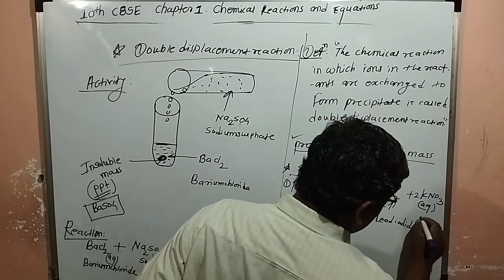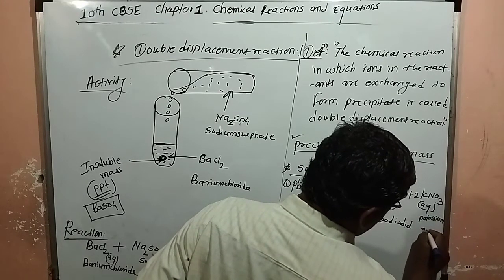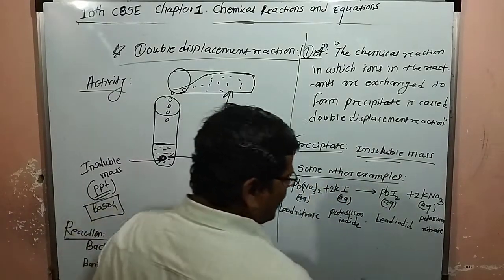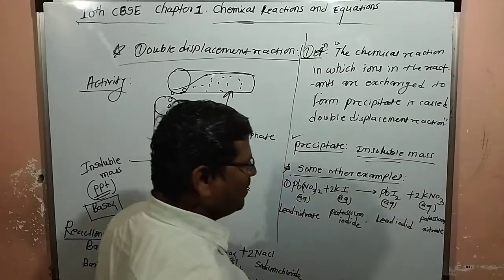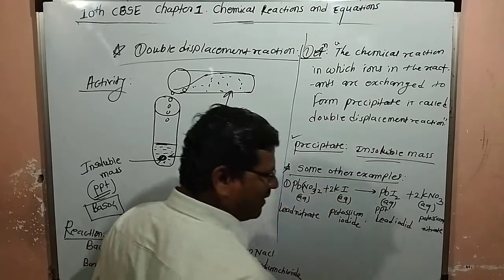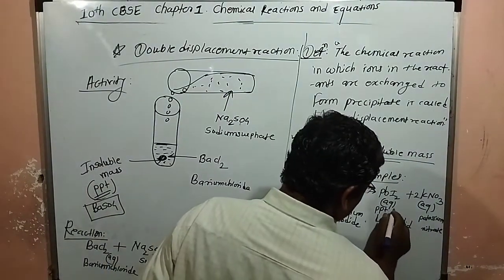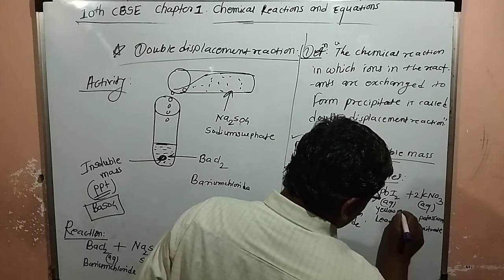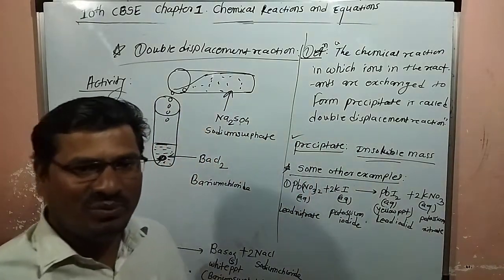And the name of this one is potassium nitrate. So this is also, and here a precipitate will be there, PbI2. It will form a precipitate, and the color of the precipitate is yellow. So a yellow PPT will be formed. PbI2 is the yellow precipitate.